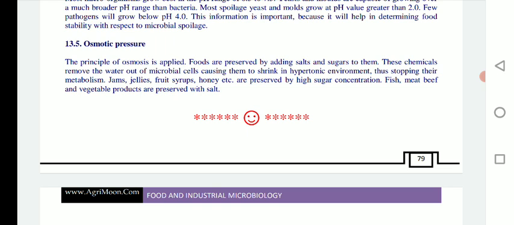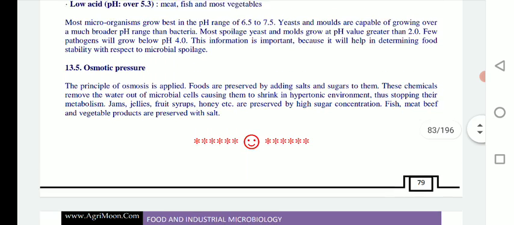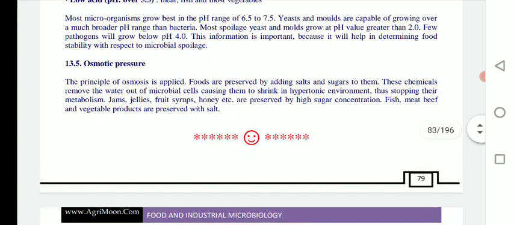So in this lecture we have covered non-thermal processes, other than thermal treatment, which are used for preservation of foods.